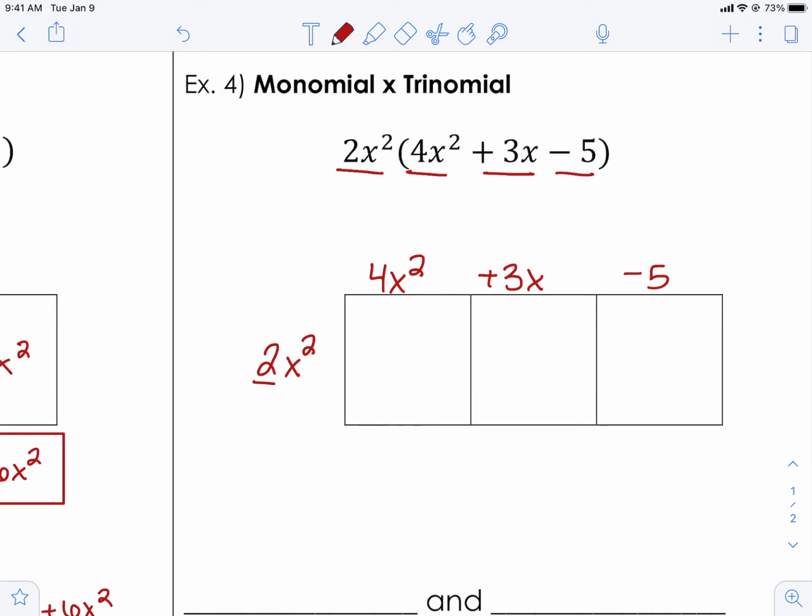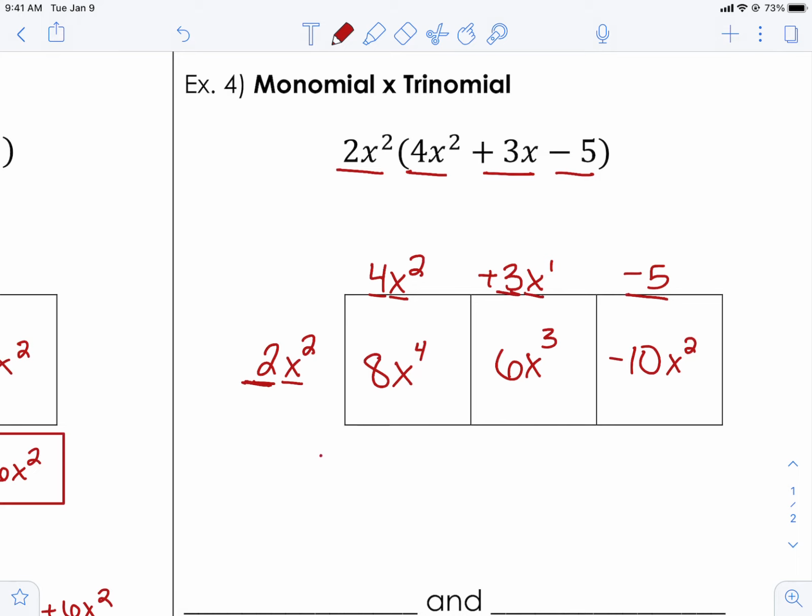So 2 times 4 is 8. X squared times x squared, 2 plus 2 is 4. So I get x to the fourth. Okay, moving on to my second term, I have 2 times 3, which is 6. X squared times x to the first, I add 2 plus 1. I get x cubed. Okay, I multiply 2 times negative 5, I get a negative 10, and then I just bring that x squared with it because it does not have a variable to multiply with.